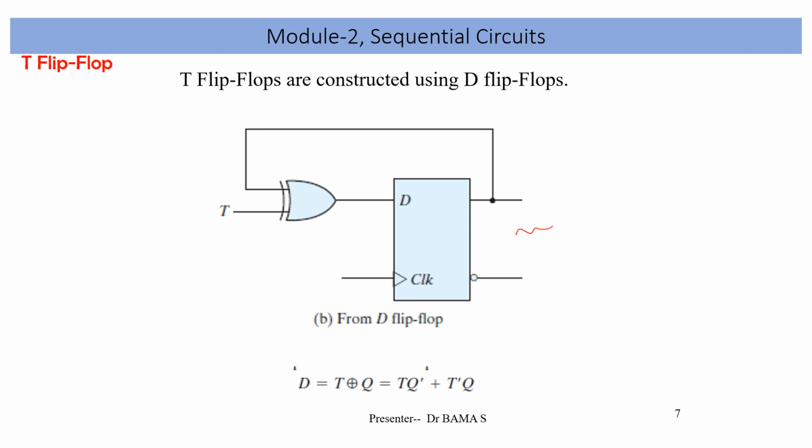Similar to the JK flip-flop, the T flip-flop is one more flip-flop that can also be constructed using D flip-flops. Now looking at the diagram, we can say that the actual D input is equal to T XORed with Q. If you apply the XOR formula, we get TQ' + T'Q.